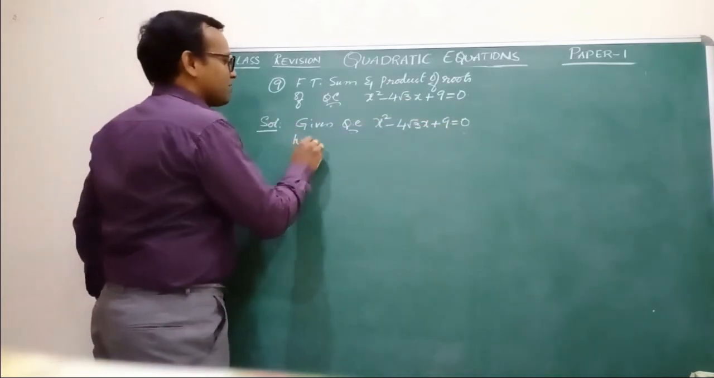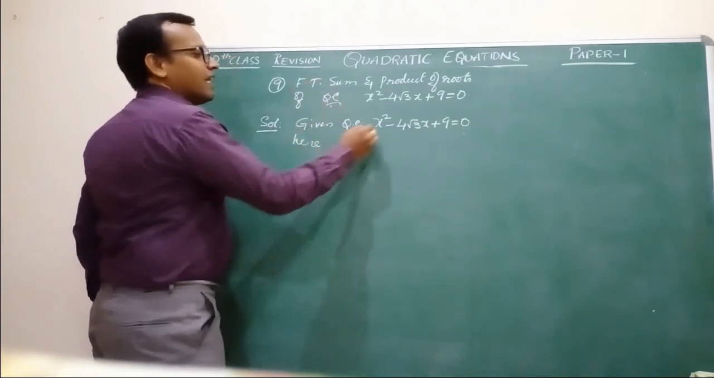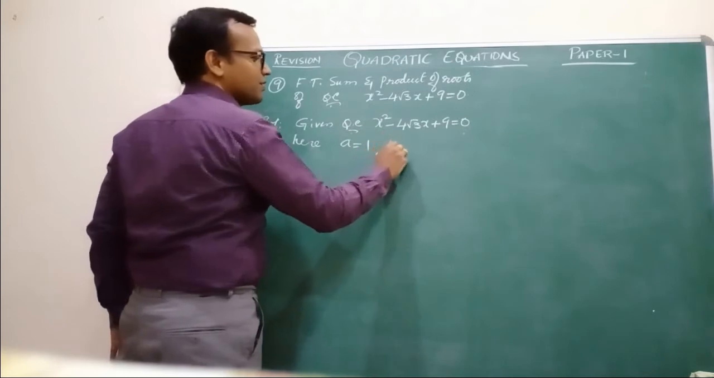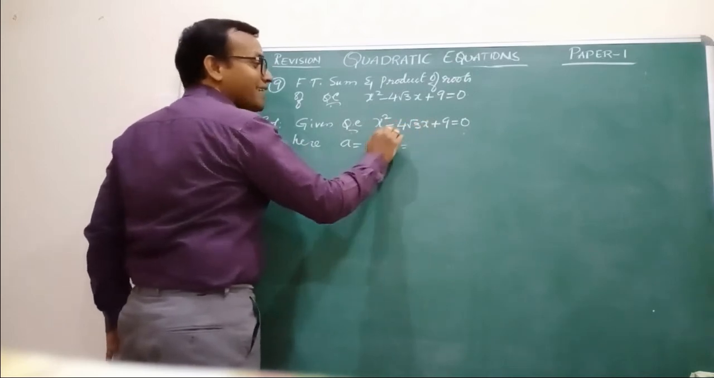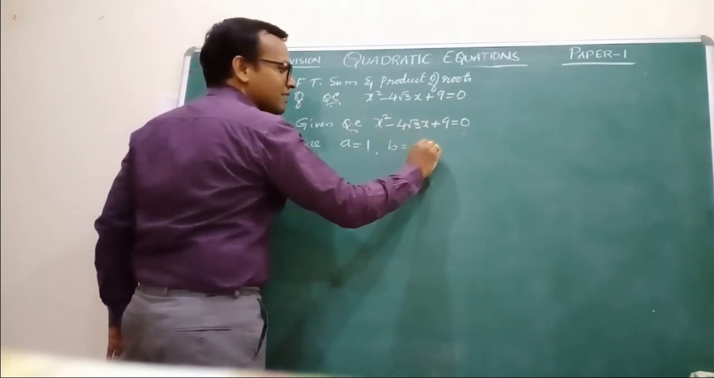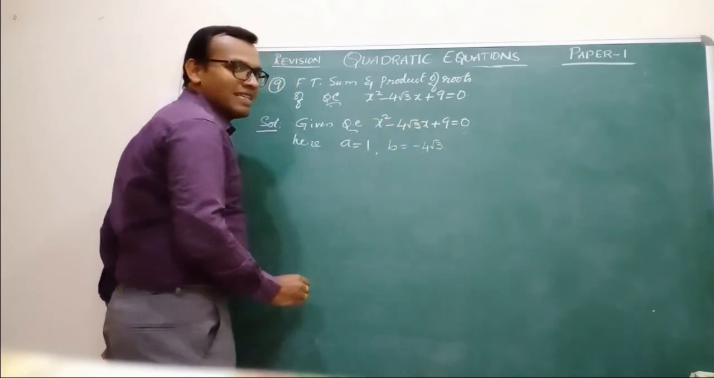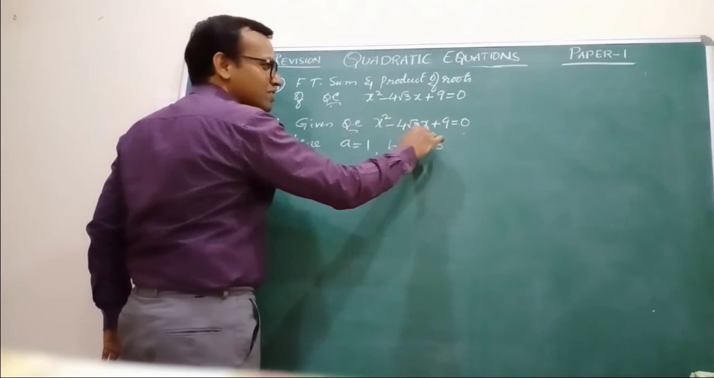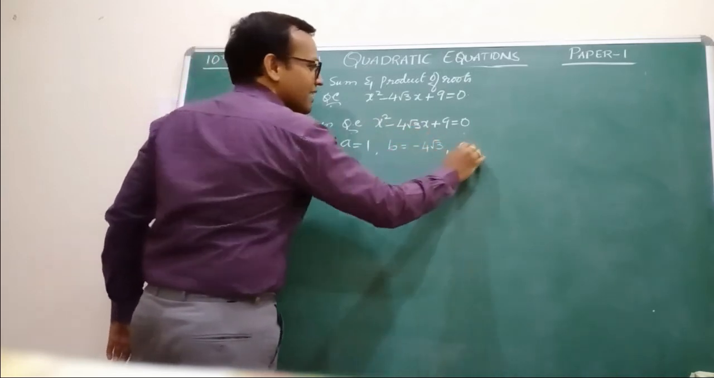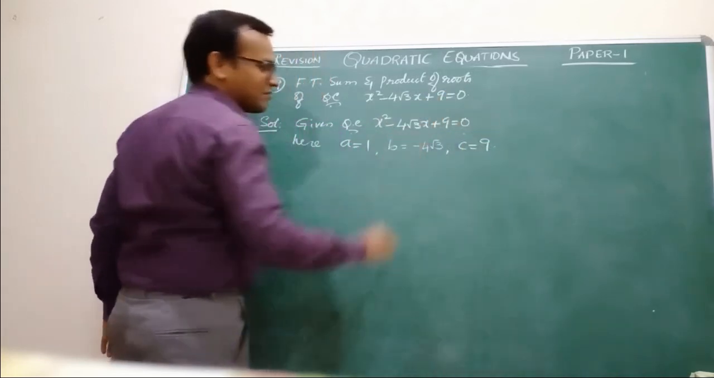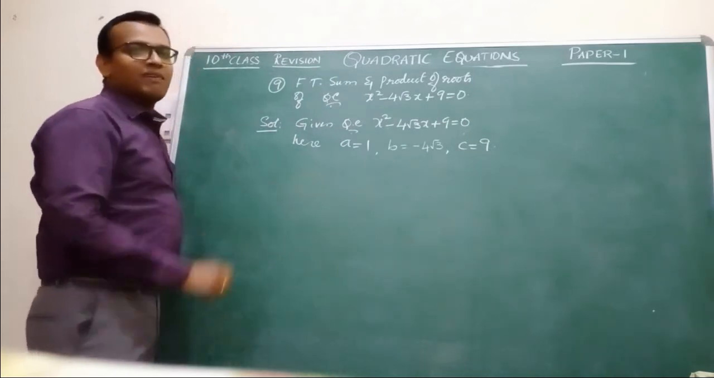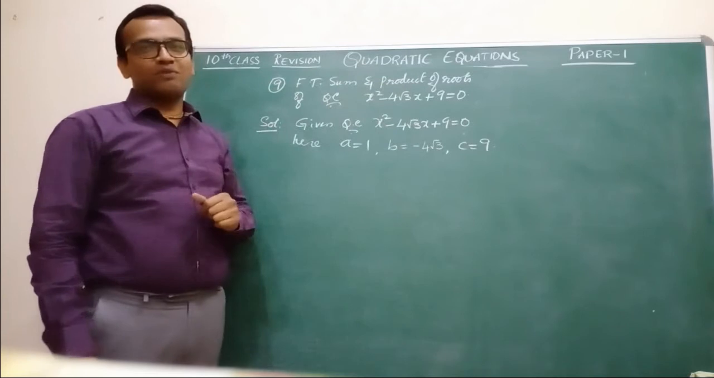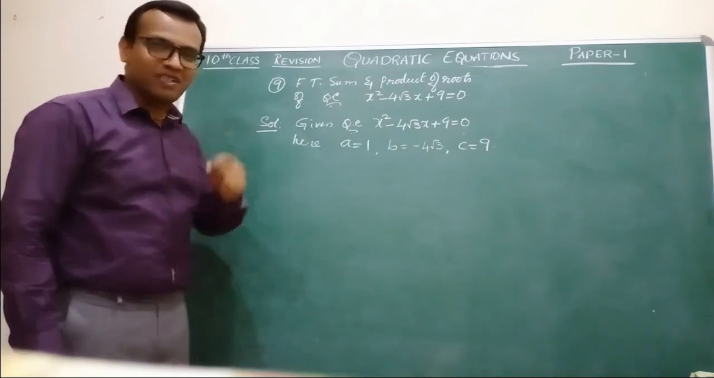What are the values of a, b, c? Let's write here. The coefficient of x square is 1, so a is 1. B value is minus 4 root 3. Be very careful with the symbols and signs. Minus 4 root 3 is b value because that is the coefficient for x, and c is the constant 9. Now two things we have to find. One is sum of the roots, second one is product of the roots.